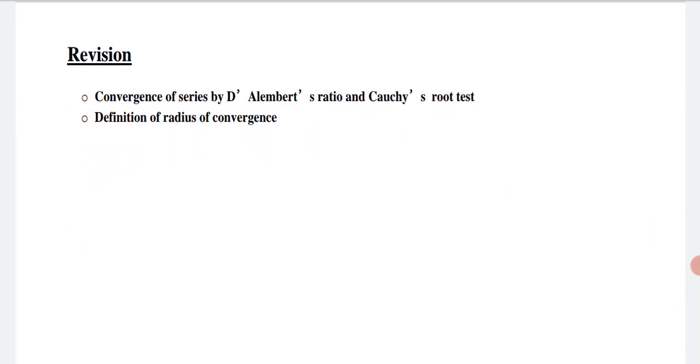Revision: convergence of series by D'Alembert's ratio test and Cauchy's root test, and definition of radius of convergence.